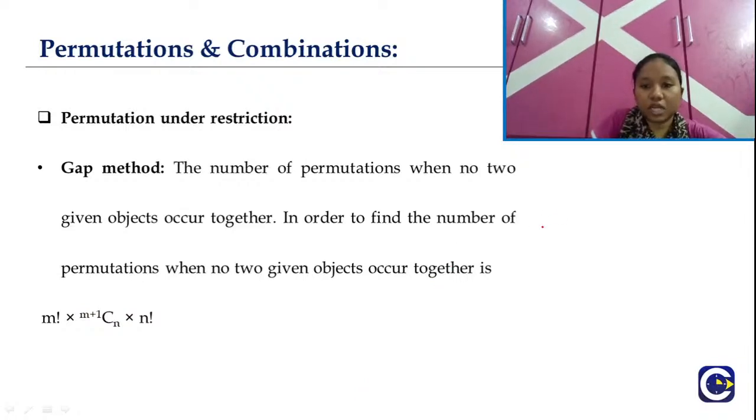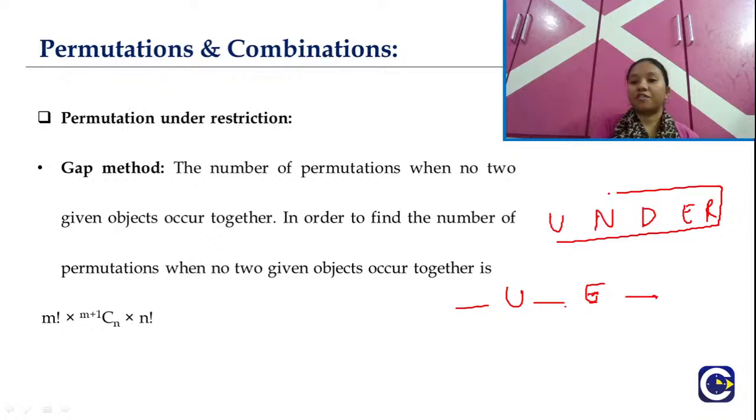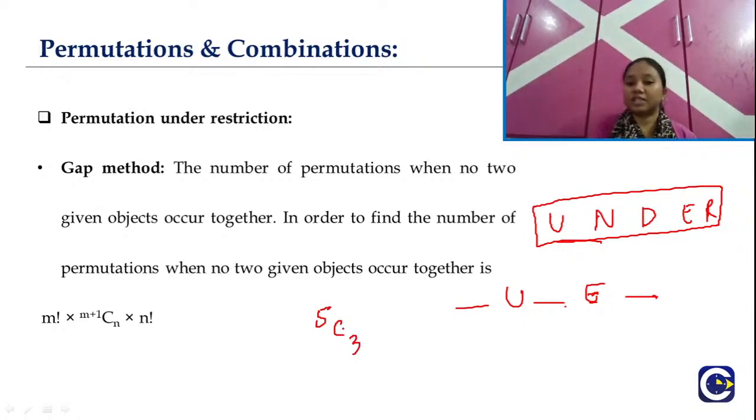So for this, for example, I have given that the vowels cannot come together. So I'll just take my consonants and then give the gaps here. That's why this method is called the gap method. Right. So in these 3 gaps, how many elements can be fixed? In these 3 gaps, from these n, I'll be selecting 3. That means 5C3 for these gaps.